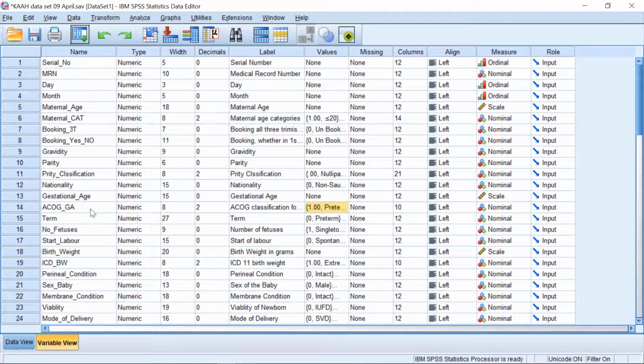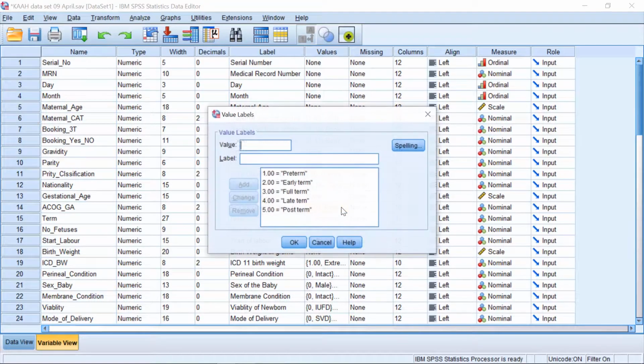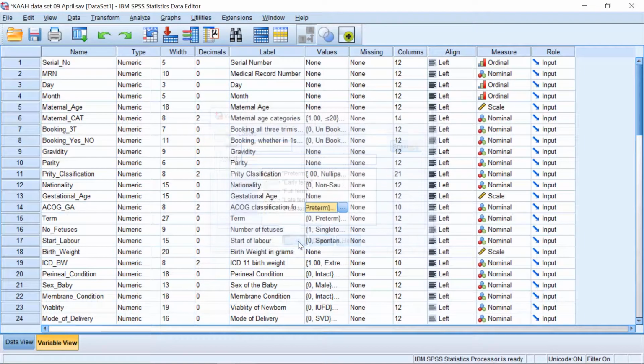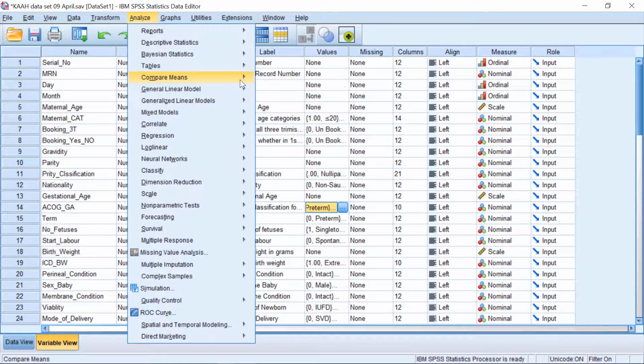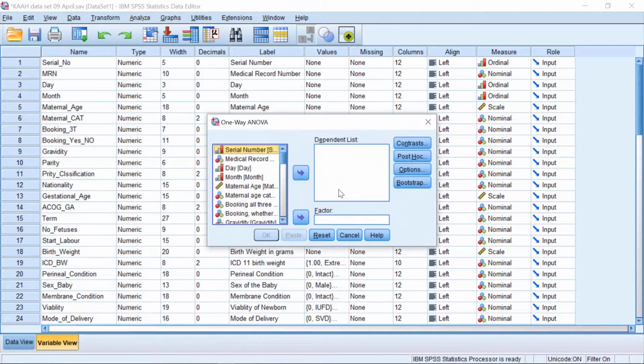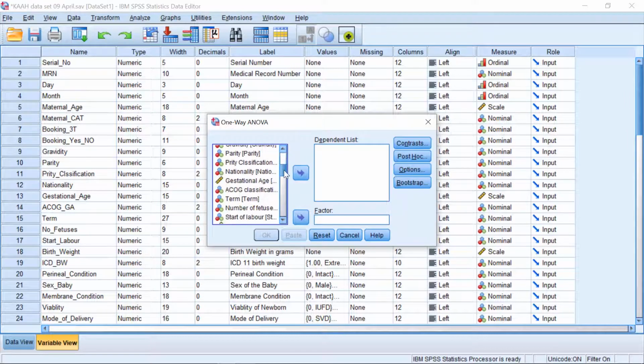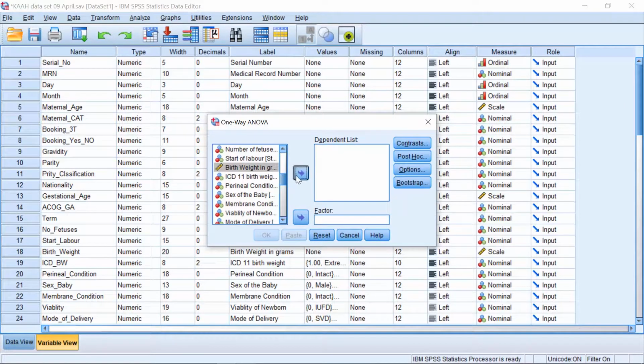This is the gestational age category we are going to use. It has five subcategories: preterm, early term, full term, late term, and post term. To use the one-way ANOVA, we go to Analyze, Compare Means, and One-Way ANOVA. In the dependent list, we are going to put our weight as a scale, and in the factor, we're going to put our independent factor, which is the gestational age category.